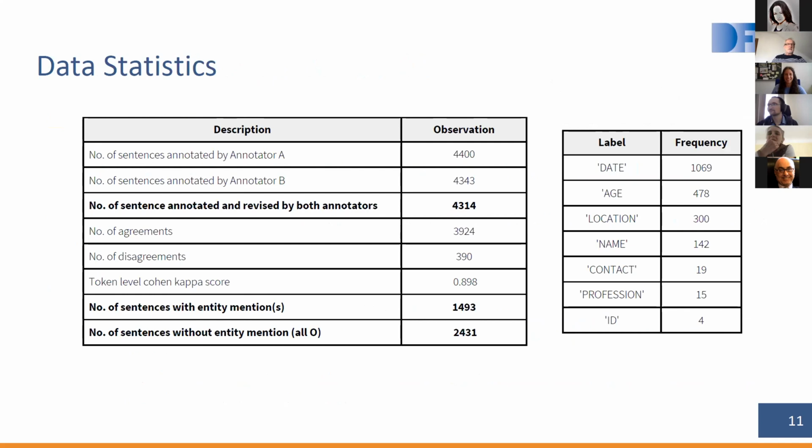Next slide. From these patient records, we annotated about 4,400 sentences by two students, who did the standard agreement checks and so on. It turned out that of these 4,400 sentences, about 1,500 contained relevant entities from the PHI data set. To the right you see date, age, location, name, contact, profession. Currently we only consider the coarse-grained classes. You also see the distribution here. For example, we have about 500 text snippets that belong to the label age.